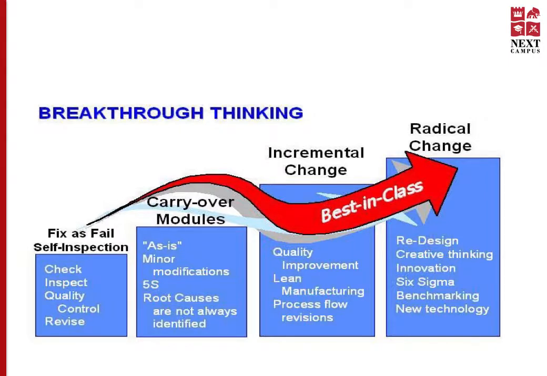He said, if you really want to manage quality, you should not think of radical change. You should start by fixing small problems. Then you look at the root causes. Then you do incremental change. And then finally move to best in class. And that's where you do radical change.